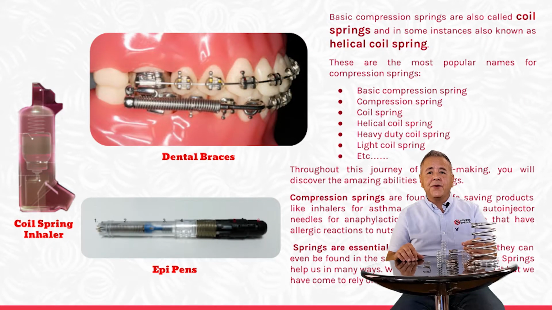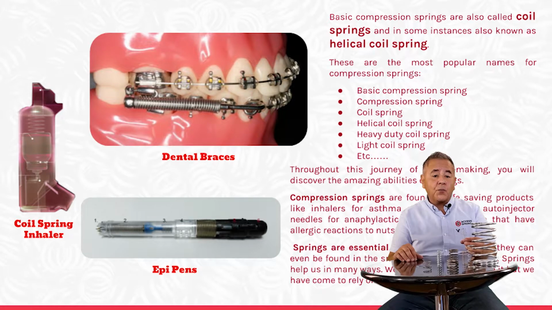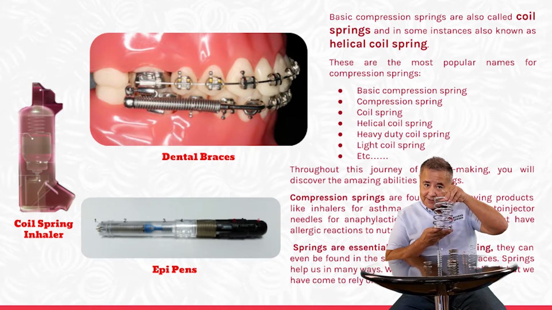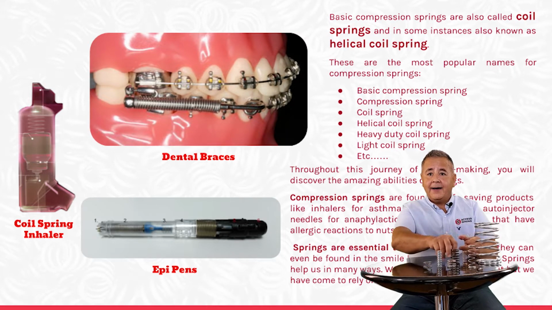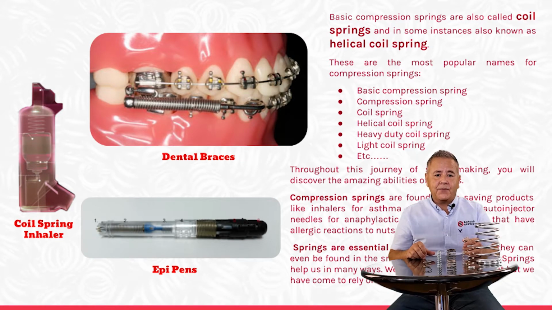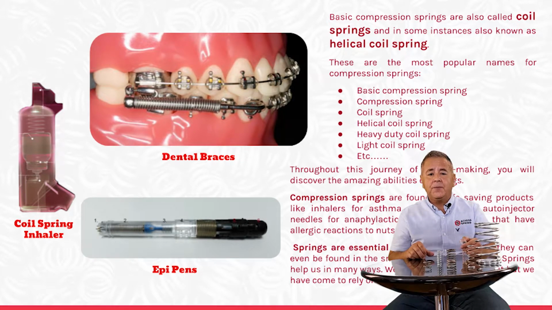Basic compression springs are also called coil springs, and in some instances they're also known as a helical coil spring. These are the most popular names for compression springs. A basic compression spring, a compression spring, a coil spring, a helical coil spring, a heavy-duty coil spring, a light coil spring, etc. There are a lot of names for coil springs in the industry, but those are the most common types of names you will hear talked about in the spring industry.